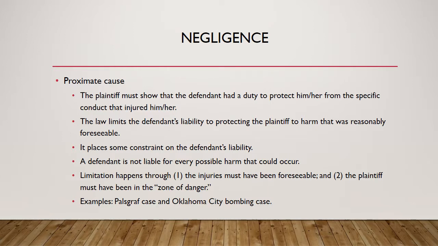So for there to be proximate cause, it's got to be an injury that's foreseeable, in terms of it being within the zone of danger. It's specific conduct that was foreseeable such that the defendant had a duty to protect against that specific conduct.